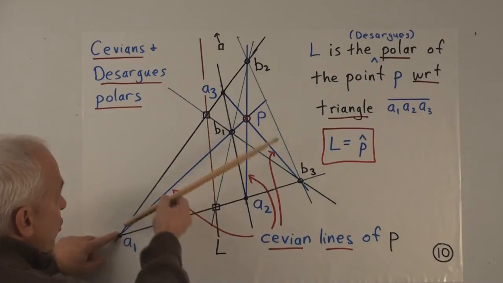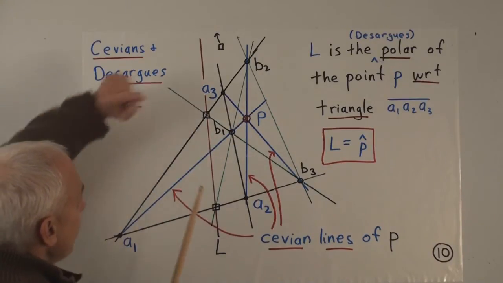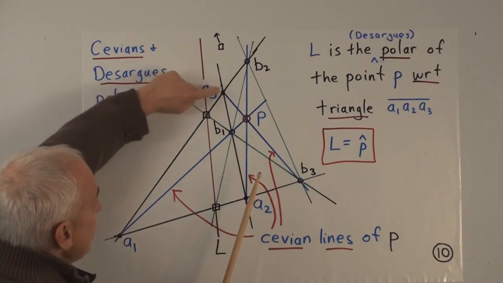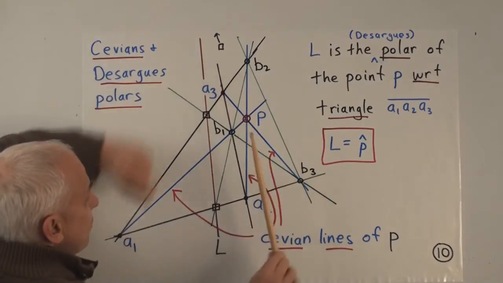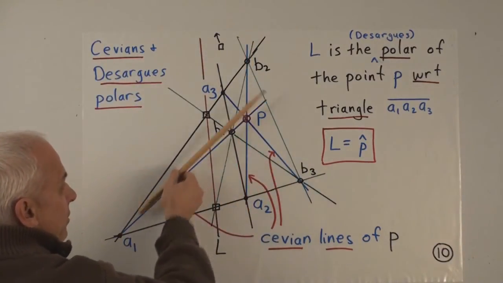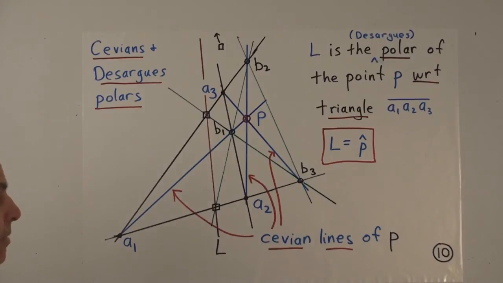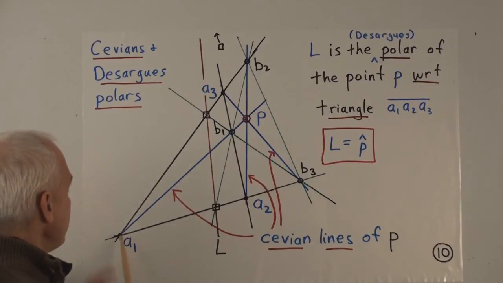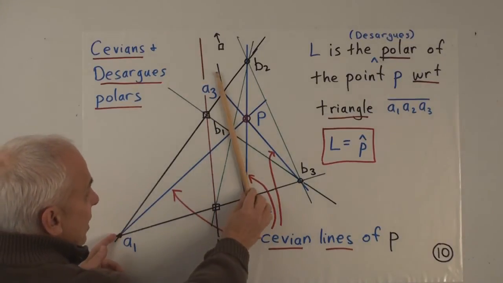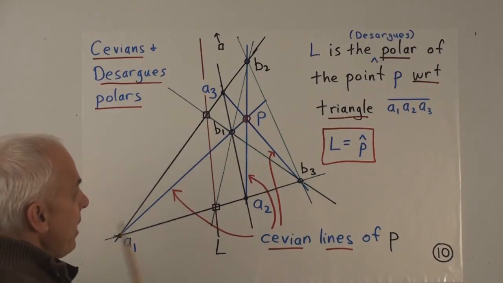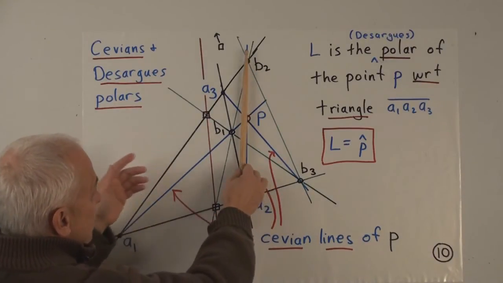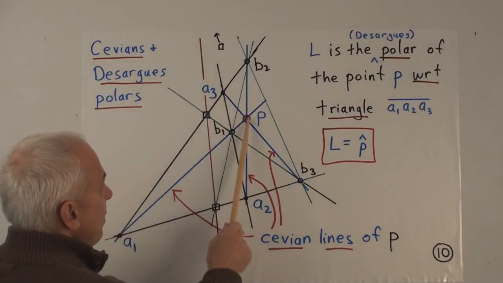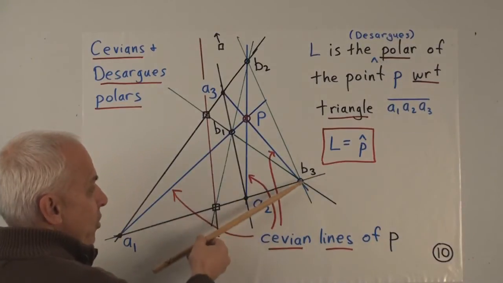So A1P, join that, that's one Cevian. A2P, join them, that's another Cevian. And A3P, that's another Cevian. So these are the three Cevians in blue, here, here, and here. And those Cevians meet the opposite lines in three additional points. So A1P meets the opposite line in a new point B1. A2P meets the opposite line here in a new point B2. And A3P meets the opposite line in a new point B3.